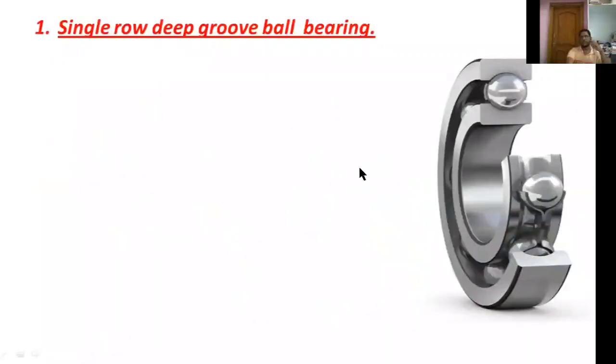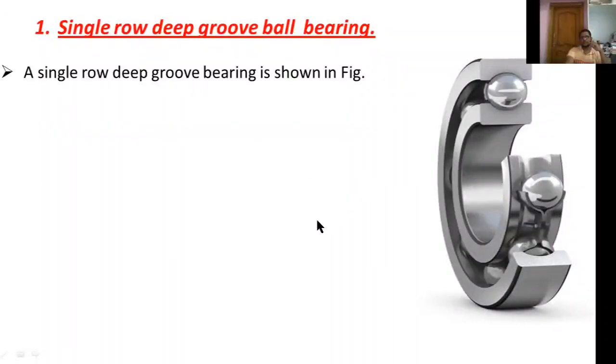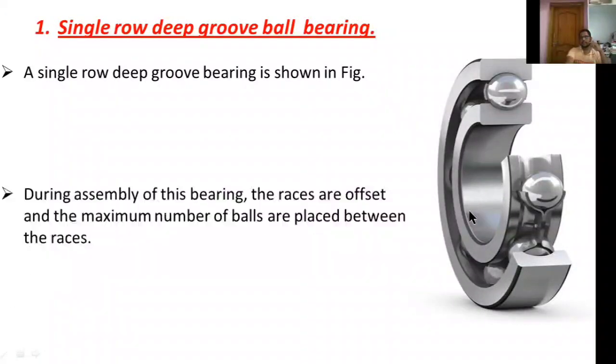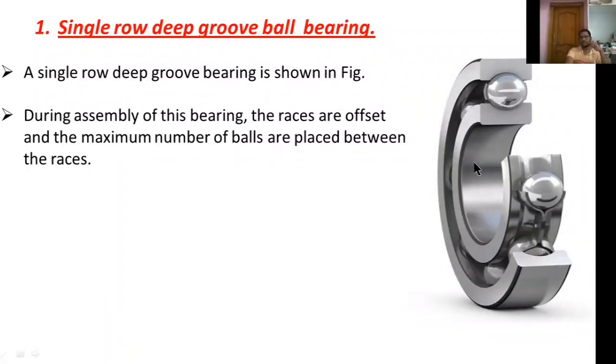Now, single row deep groove ball bearing. This is the figure for a single row deep groove ball bearing. Here a ball is used as the rolling element. For holding the balls, we make an inner race and an outer race, and this one is a retainer, which holds the balls at separate distances. During assembly of this bearing, the races are offset and the maximum number of balls are placed between the races.